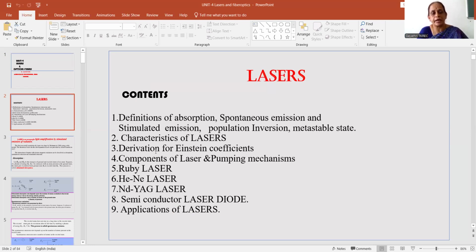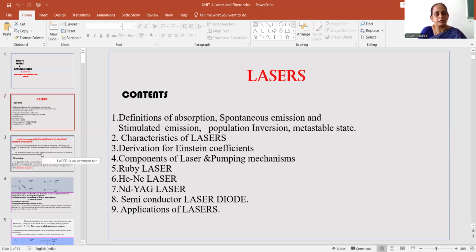Second one is the characteristics of laser. Third one is derivation of Einstein coefficients. Fourth, components of laser and pumping mechanism. Fifth one is ruby laser. I mean, the types of lasers which are present, the ruby laser, helium neon laser, Nd:YAG laser, semiconductor diode laser. Finally, the applications of lasers.